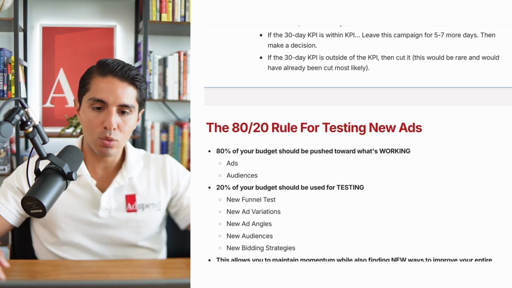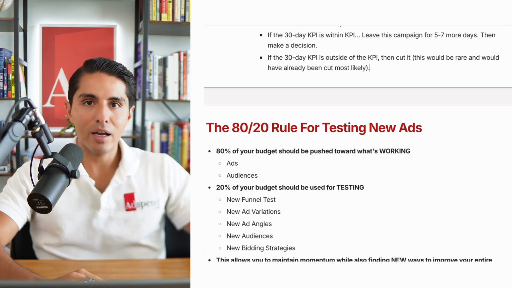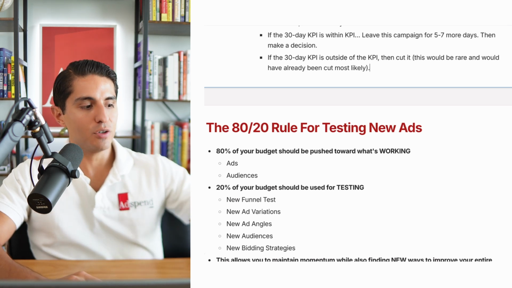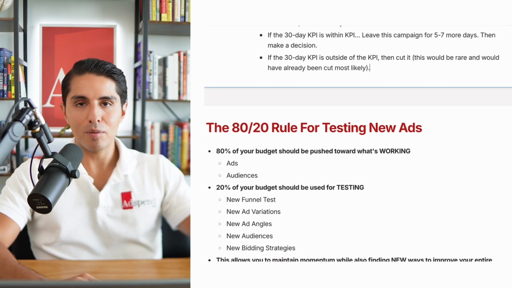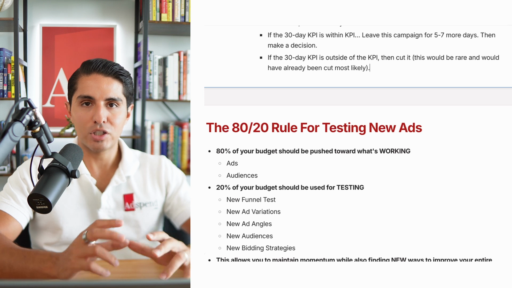Now, the 80-20 rule for testing new ads, okay? So once you've got the media buying on lock, in order of optimization, you went to your offer first, your funnel first, new ad strategies as well. Then you've obviously optimized your media buying. How do you actually go about media buying efficiently, right?